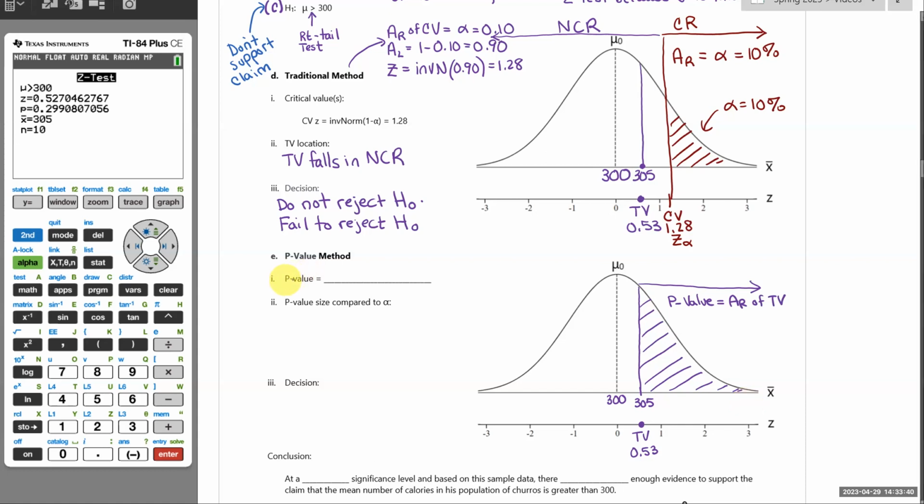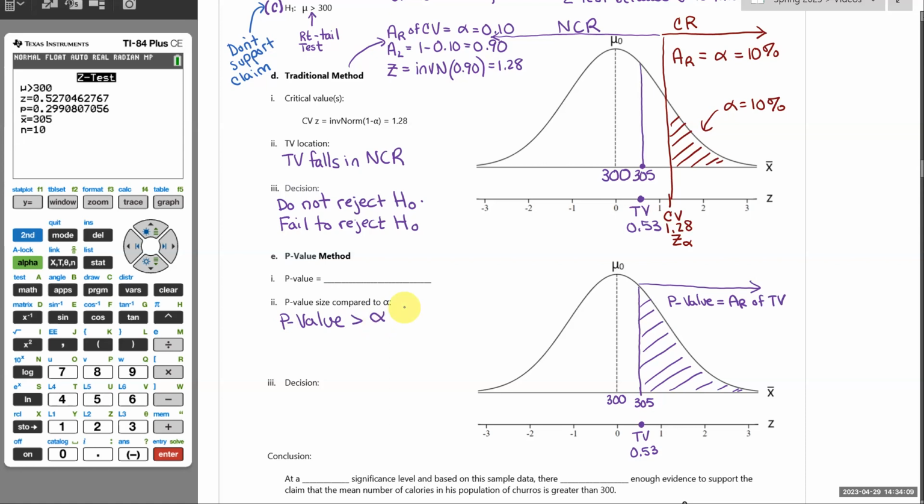So before I even write down that area, that p-value, I can tell visually here that my p-value is bigger than my alpha. And when I say greater, I don't mean it's to the right or to the left. We're talking about the size of it. So the p-value area is bigger than the alpha area.